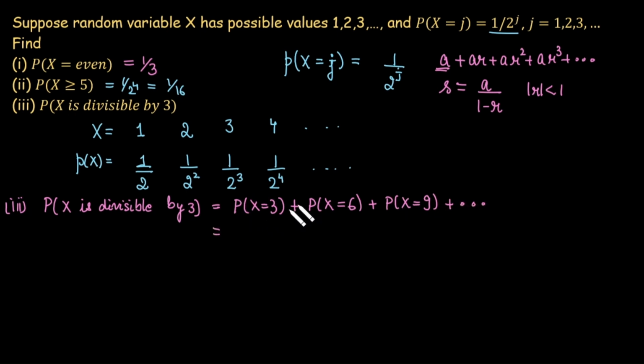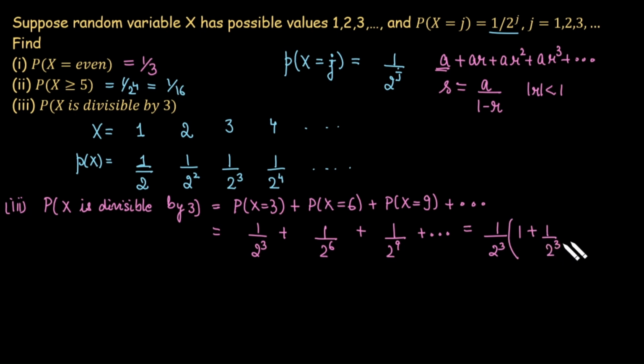Probability when x is equal to 3 according to this form is 1 upon 2 raised to power 3. And here 1 upon 2 raised to power 6. Here 1 upon 2 raised to power 9 and so on. From here we can write 1 upon 2 raised to power 3 outside. Left terms are 1 plus 1 by 2 raised to power 3 and here 2 raised to power 6 plus, continue this. Again this is an infinite GP series.